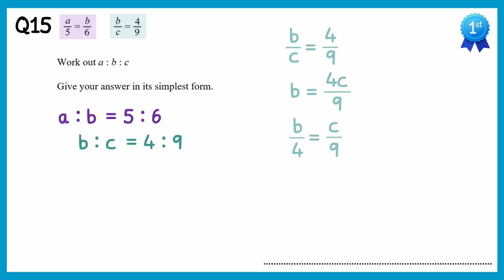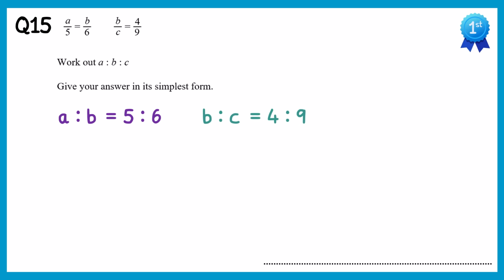Now that we've written down both of these ratios, we want to combine them into one ratio for a to b to c. Notice that the letter b is in both of the ratios. In the first ratio, b is 6 parts, and in the second ratio, b is 4 parts. So we would like both of these numbers to be the same. The lowest common multiple of 6 and 4 is 12, so we're going to scale these ratios up so they both have a 12 where the b is.